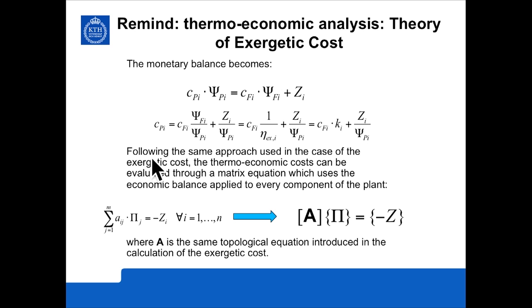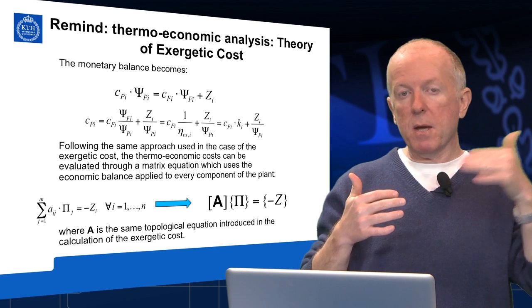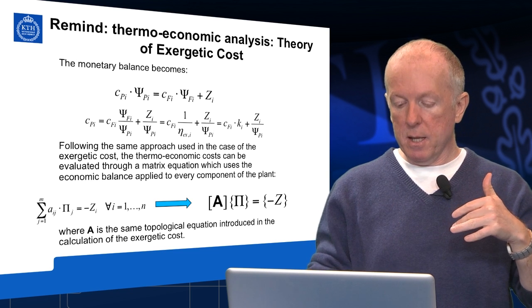Again, following the same approach used in the case of the exergetic cost that we have seen in part 3.1, the term economic cost can be evaluated through a matrix equation which uses the economic balance applied to every component of the plant. So we can have an equation of economic balance, so a balance of the term economic cost, applied to every single component of the system.